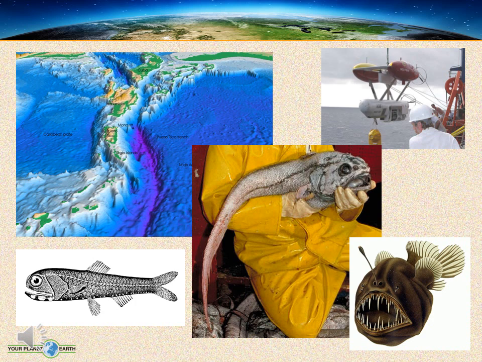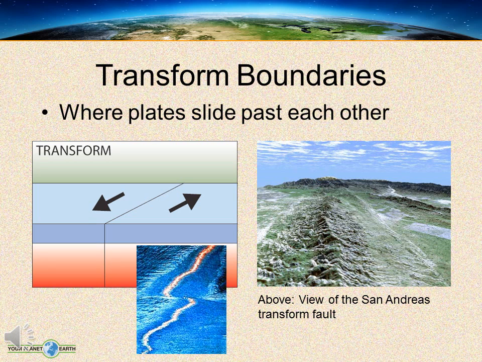Manned or unmanned submersible vehicles have explored small parts of trenches, discovering new species, like the fish photographed here, and amazing ecosystems.